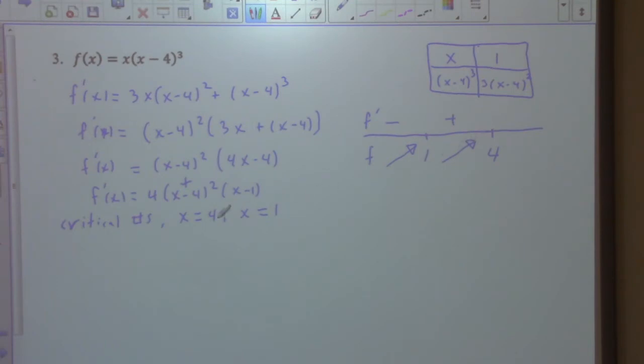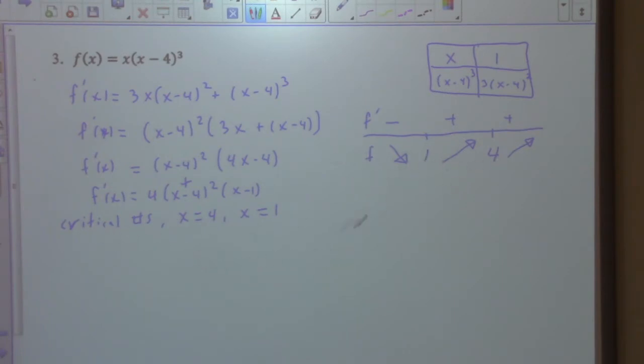And what about greater than 4? Well, we'd still have a positive times a positive. Is that right? Is that first one supposed to be a down arrow? That one's supposed to be a down arrow, you're right. Thank you for catching that. And so based on this, these are the critical numbers.